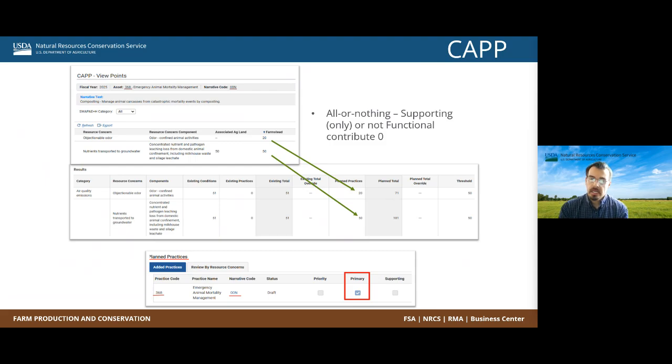Likewise, on the existing practice page, if that practice is marked as functional and has those matching point values, then it's going to show up on the results page as well. And so the flip side of each, probably goes without saying, but I'll say it anyways. If a practice is marked as not functional, or if it's marked as supporting only, then even if there were points that matched up, 0 is what will translate through to the results page.